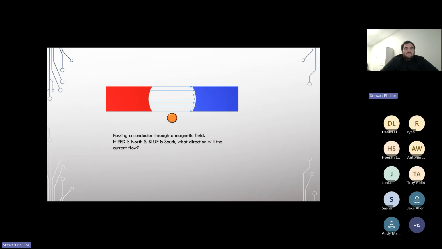But if we go in the opposite direction, we know the magnetic field is still going this way. The direction of the conductor is going to go upwards. So we know that the current should actually be flowing into the image. So this is the way it looks.